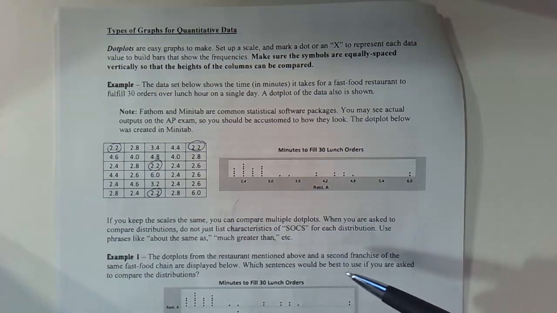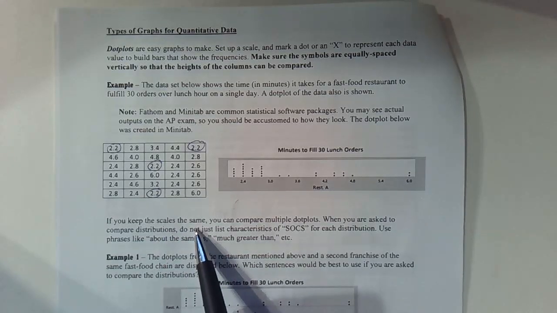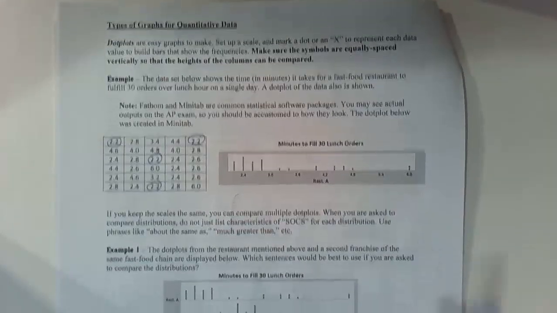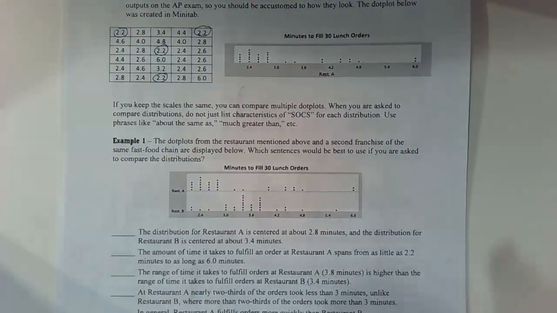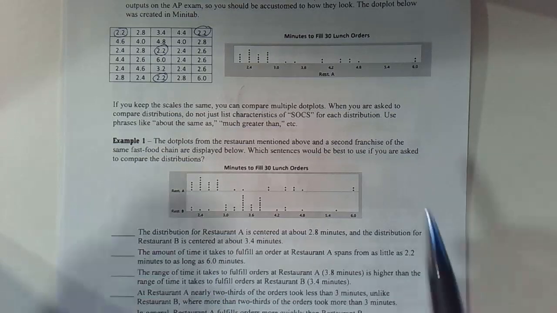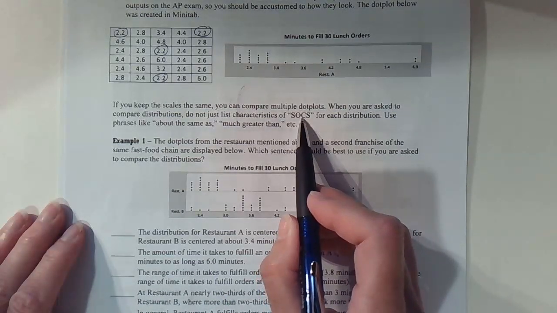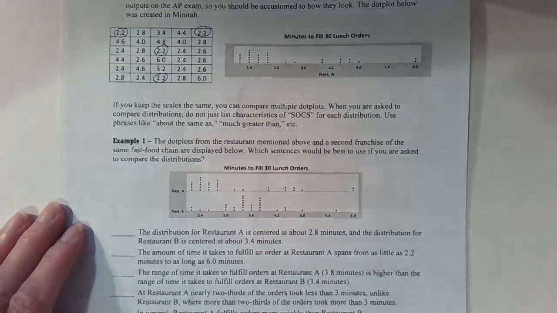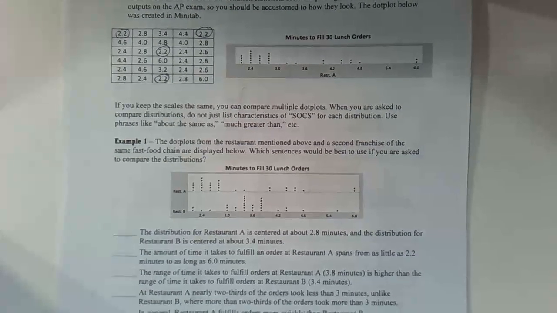Now, the nice thing about a dot plot, besides the fact that it's easy, is if you keep the scales the same, you can compare multiple dot plots. And then you might be asked to compare distributions. Now, I'm going to make a caution right here. If it says compare, do not just list characteristics of SOCs. Remember, that stands for spread, outliers, center, and shape, not necessarily in that order, but don't just talk about the characteristics of each. If it says compare, you have to do exactly that.